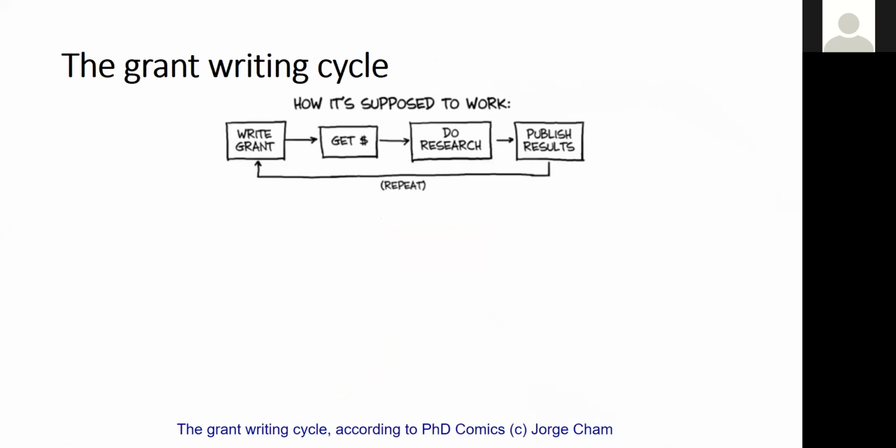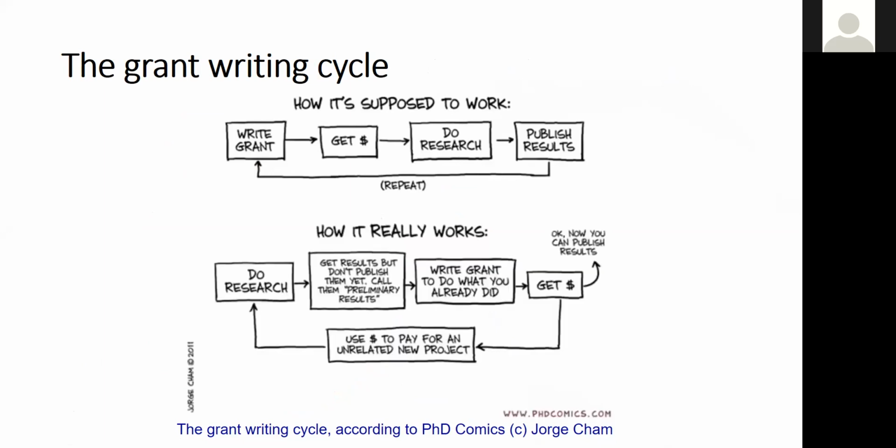So if you look at the typical grant writing cycle, if you look at the chart here on the screen: write grant, get money, do research, publish the result, and repeat the process. That seems to be how it should be working. But in real sense, that is not exactly what you see happening.